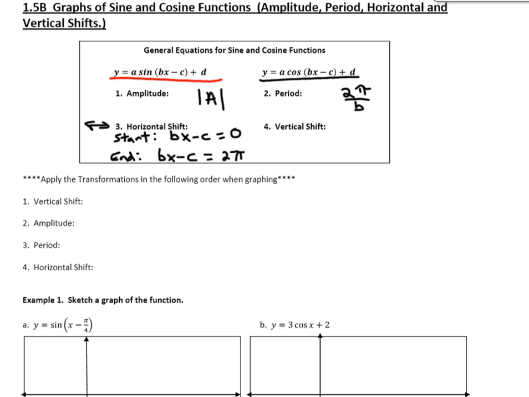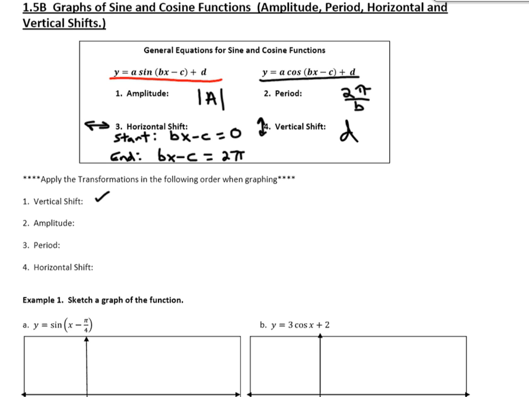Well, now the vertical shift has a little bit easier formula. It's just the d part. Okay, and so the vertical shift's going to move this up and down. Okay, and so vertical goes up and down. This is going to change this, moving up and down. So I want to apply the transformations in the following order when I go to graph these.